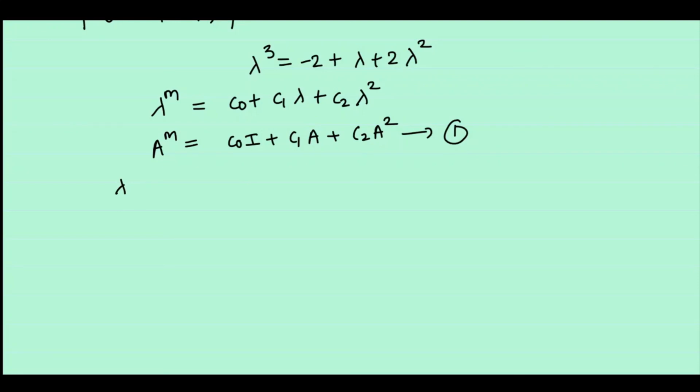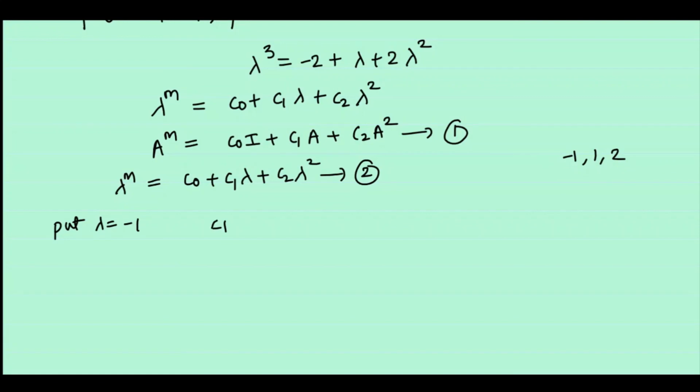Also we have lambda raised to m equal to C0 plus C1 lambda plus C2 lambda square. Mark it as equation number 2. Now we have our characteristic values, or eigenvalues, as minus 1, 1 and 2. So we have to substitute the values. So put lambda equal to minus 1. We will get minus 1 raised to m is equal to C0 minus C1 plus C2.